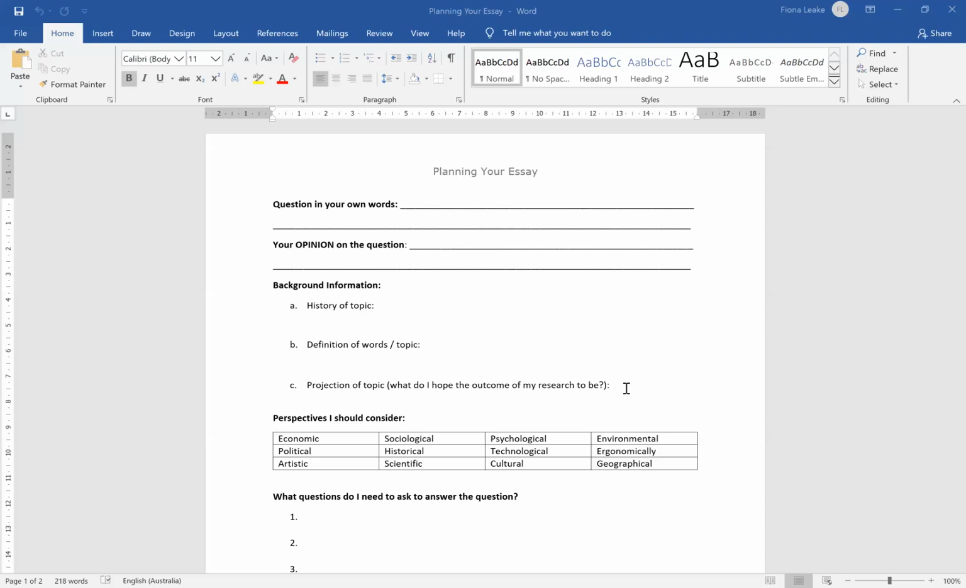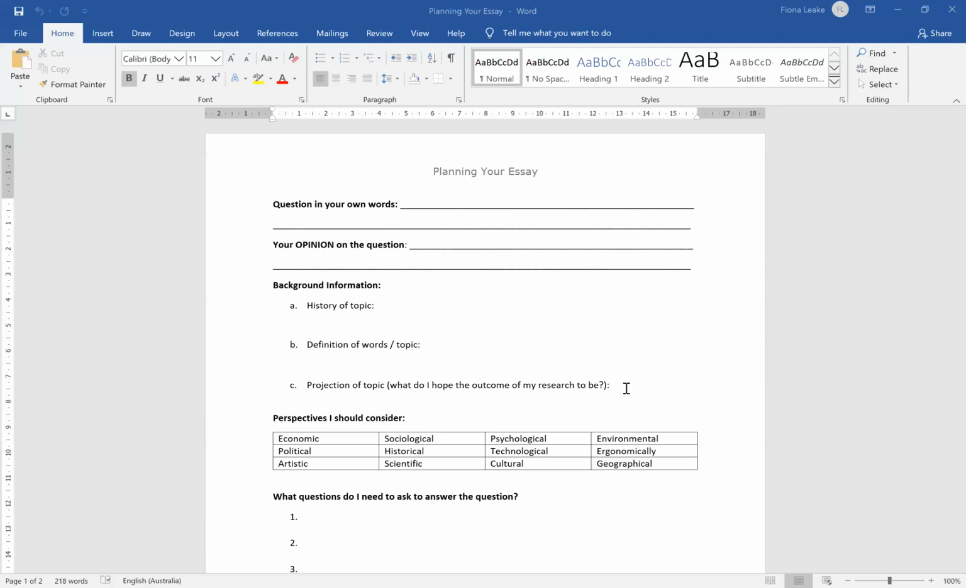Next, definition of words of the topic. So when you look at your question, are there any words that really need to be defined? In mine, woman and male, female or male are probably the most important. So women equals female anatomy and the ability to procreate. Male equals male anatomy, generally accepted as hunter, women as gatherer, man as strong, and woman as weak.